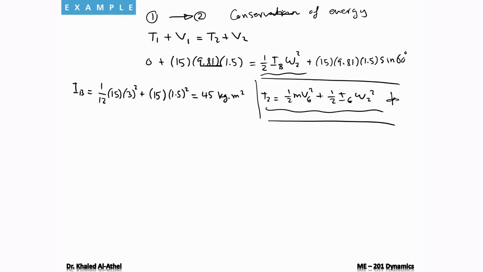If you substitute everything back into the equation, it will give you that omega 2 comes down to be equal to 1.146 radians per second. Still, I did not solve conservation of momentum. That's what I'm going to solve right now. Okay. Now, let's look at the problem between 2 and 3.